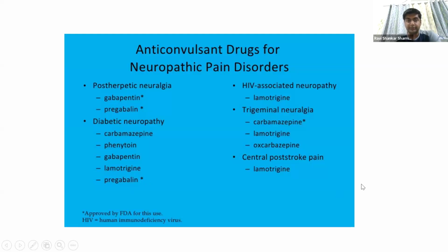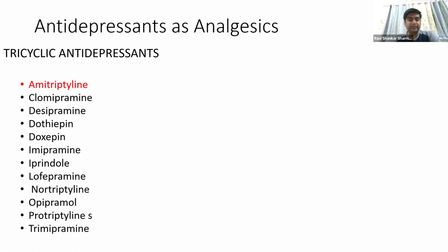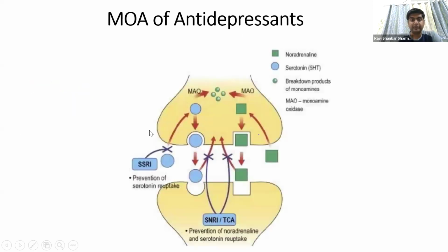Okay. So coming to antidepressants, very few antidepressants are especially used for pain conditions, especially the tricyclic antidepressants. So what does a tricyclic antidepressant do? It inhibits both the serotonin and the noradrenaline uptake. So more serotonin is available and more noradrenaline is available. So these are acting against your pain.